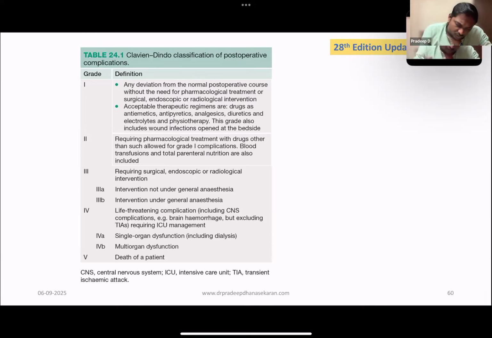Grade 2 is where you give pharmacological treatment. Apart from that, grade 1 allows for, which includes blood transfusion, TPN, or grade 2. Antibiotic prophylaxis is grade 1, right? Prolonged antibiotic comes under grade 2. Grade 3A is intervention not under general anesthesia. 3B is intervention under general anesthesia. Grade 4A is life-threatening complication with single organ dysfunction, and 4B with multi-organ dysfunction. And grade 5 is death of the patient.